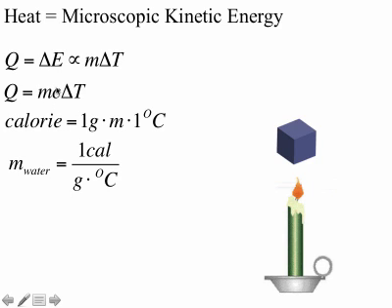This is how hard it is to heat up this particular substance, or the amount of energy that you have to give a certain amount of this substance to raise it a certain temperature. We define a calorie as the energy needed to raise 1 gram of water 1 degree Celsius. So therefore, the specific heat of water is 1 calorie per gram degree Celsius.